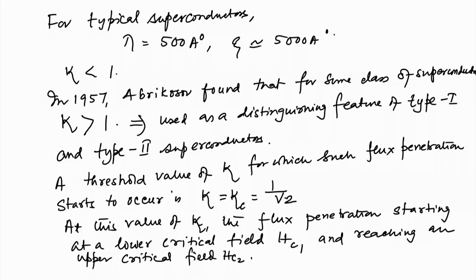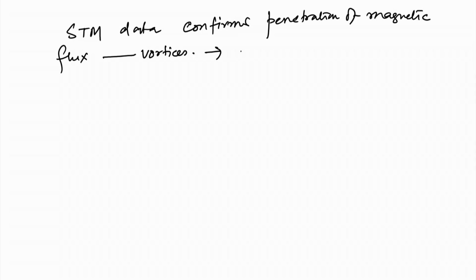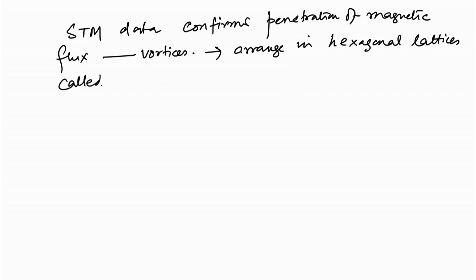The scanning tunneling microscope data, STM data, confirms penetration of magnetic flux, which are called vortices, and these vortices actually line up in the form of a regular hexagonal lattice, which is called the Abrikosov lattice.